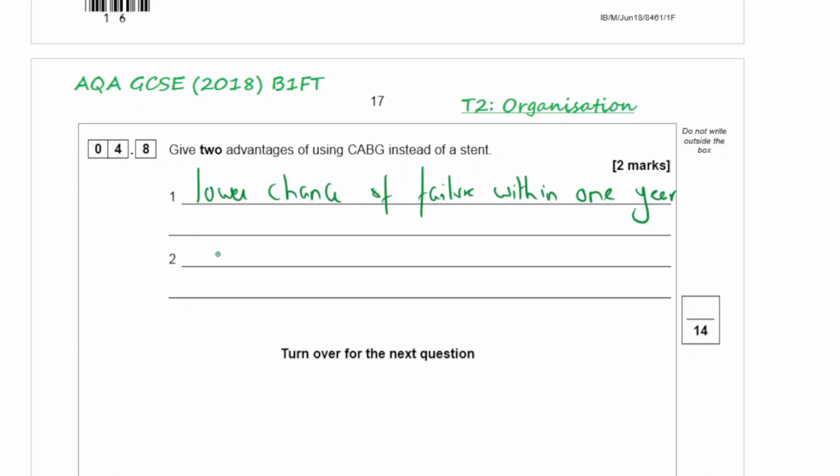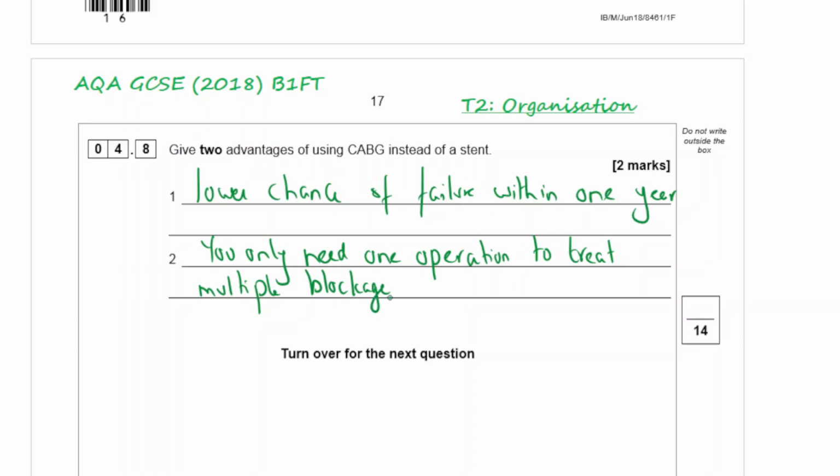And the other advantage is you only need 1 operation to treat multiple blockages, right? You just need 1 operation to treat multiple blockages.